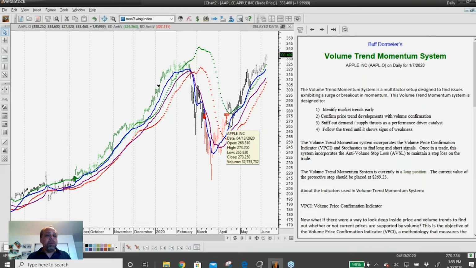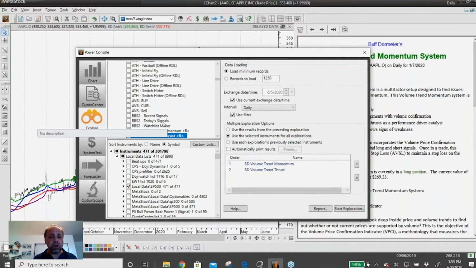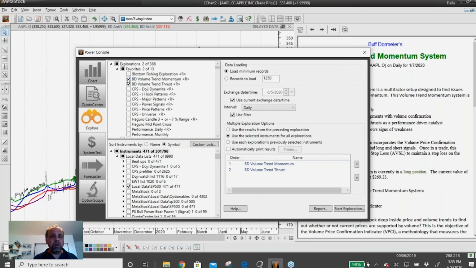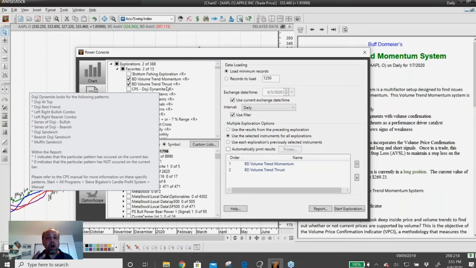So what we have the ability to do with the MetaStock program is we have the ability to go through and identify what does have an opportunity. So I'm going to go ahead and open up the Power Console. This is super easy to do. I'm going to go ahead and click on the Explore button right here. And what I'm going to do is you're going to see that I've got volume trend momentum and volume trend thrust.